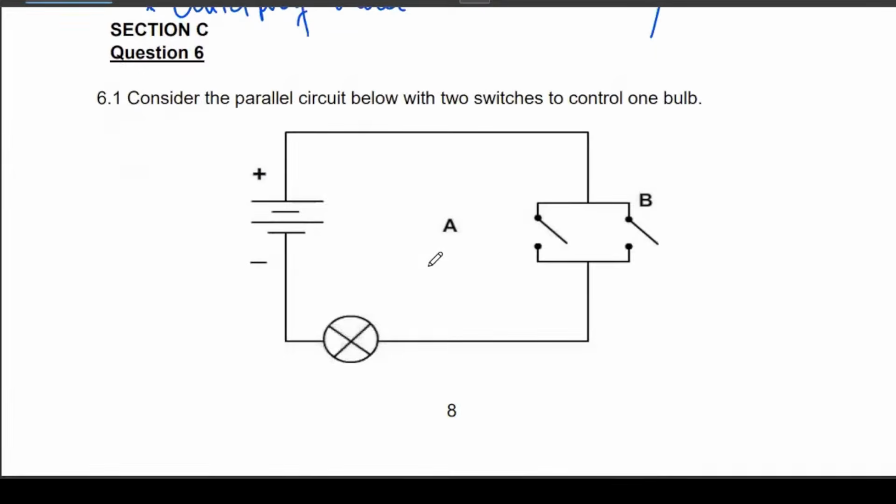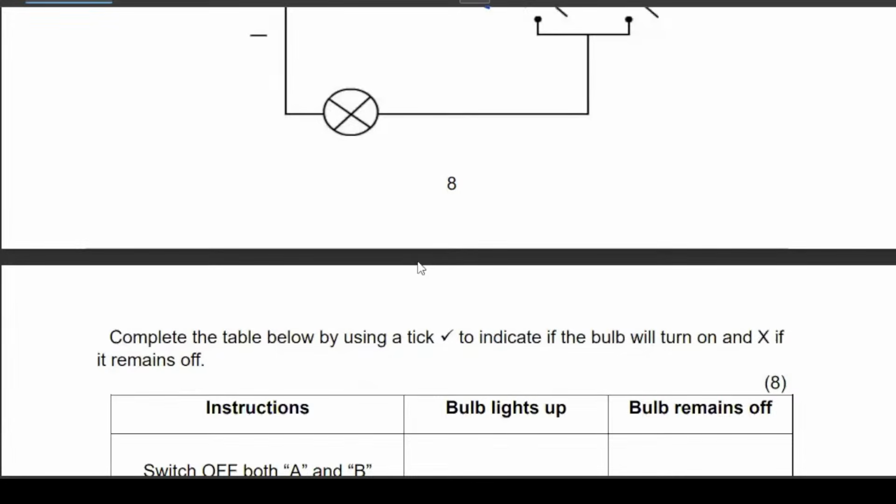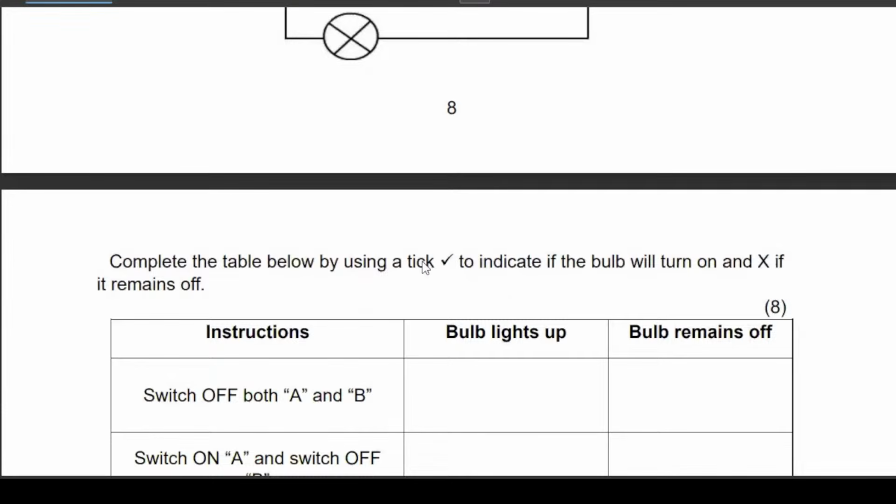Question number 6. Consider the following parallel circuit below with two switches to control one bulb. So we have switch A and then switch B. They're telling us to complete the truth table below using a tick if the bulb will turn on, and then X if the bulb remains off. Remember, in our truth tables, we normally use a 1 and a 0, but here they want us to use a tick and a cross.